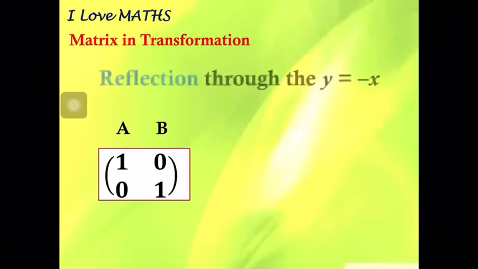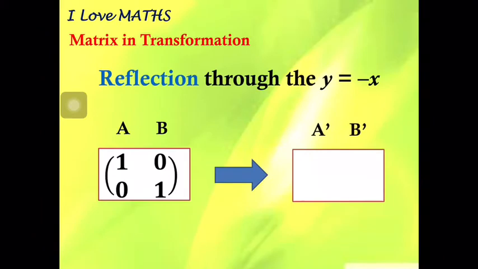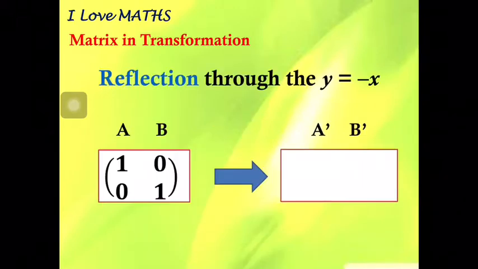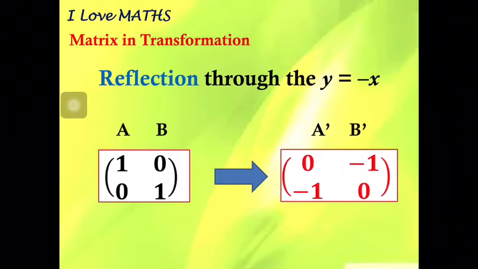Let's have another example: reflection through the line y equals -x. Under this transformation, we'll determine the new matrix. This is the mirror line y equals -x. The point A will be reflected on this location, A', and the point B will be reflected on this position, B'. So the coordinates of the 2 points A', B' of the new image are 0, -1, and -1, 0. And these are the x and y components of the matrix for the A' column and B' column. This matrix represents the transformation under reflection through the mirror line y equals -x.